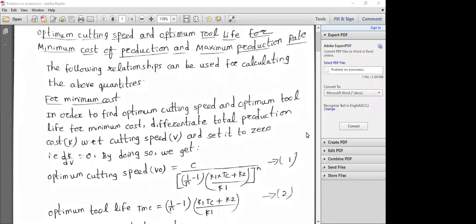We'll start again. The optimum cutting speed and optimum tool life, we have to derive the particular relationship of minimum cost of production and maximum production rate. So that is very important.